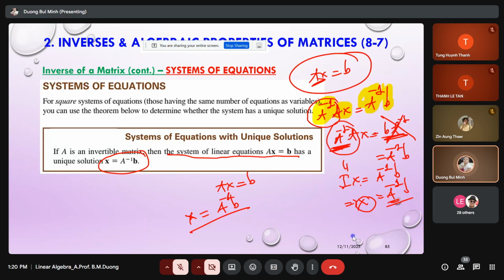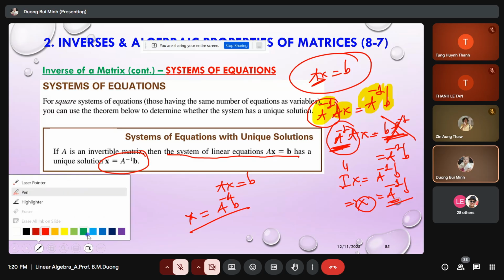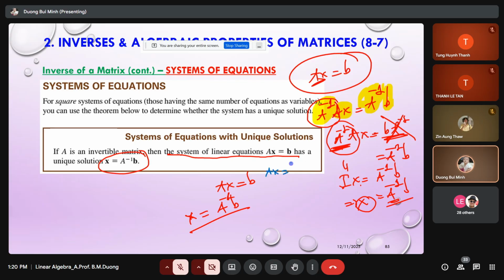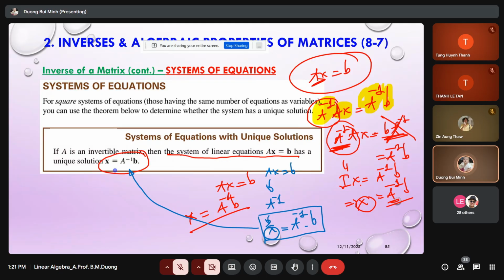Yeah, so look at this one. We have the linear systems AX equal B. If we have A, we can calculate the inverse of A, and then we can get the solution X. X is the inverse of A times B. So look, if A is an invertible matrix, then the system of linear equations AX equal B has a unique solution, X is the inverse of A times B.